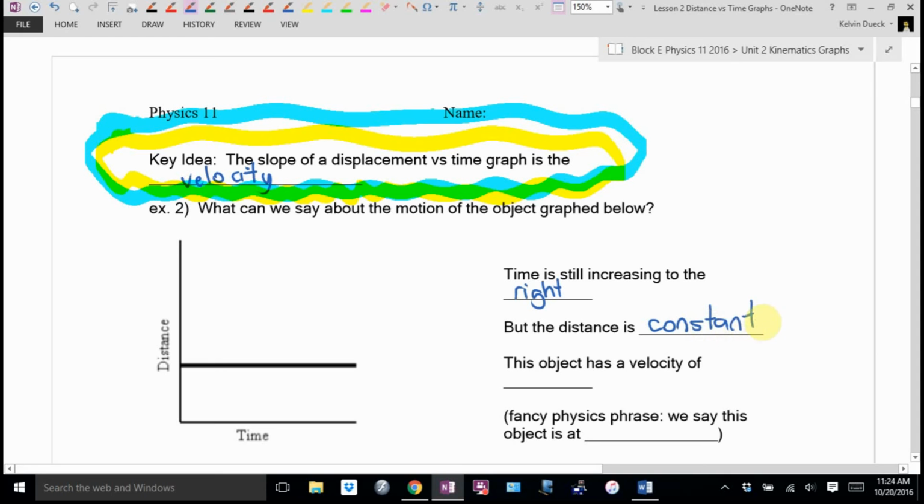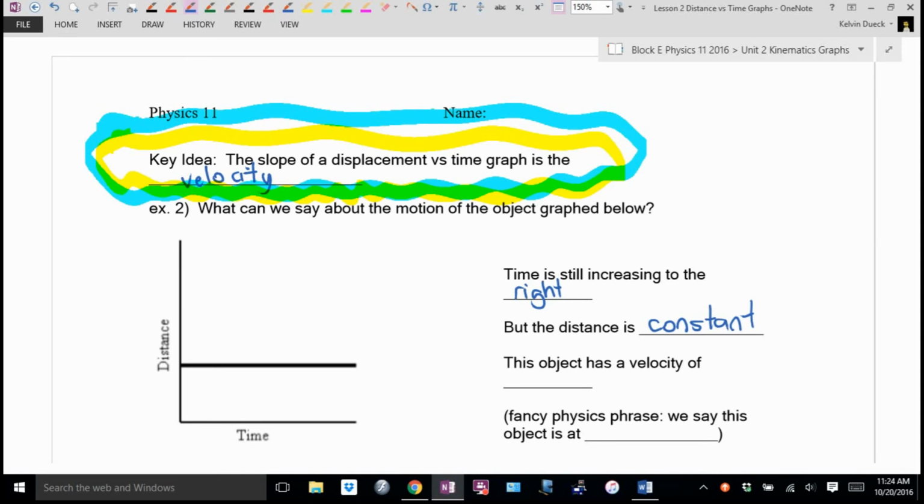Because on this graph, your height is your distance. And although time is moving forwards, the height is not changing. So here's the question. If your distance isn't changing, but time is still moving, how fast are you traveling? I'm going to ask you the same question, I'm just going to phrase it differently. What's the slope of the line there?